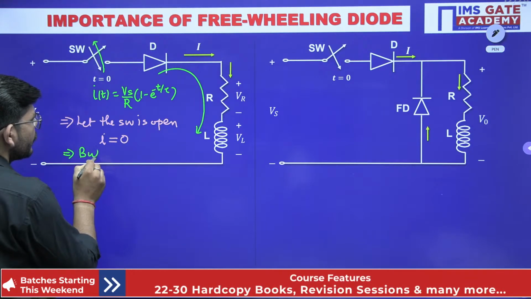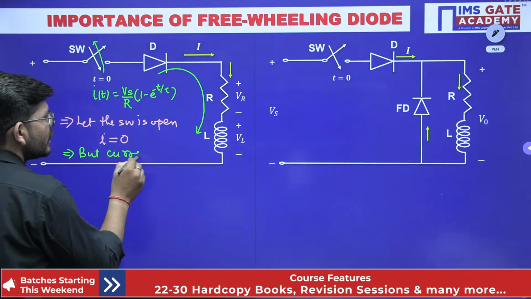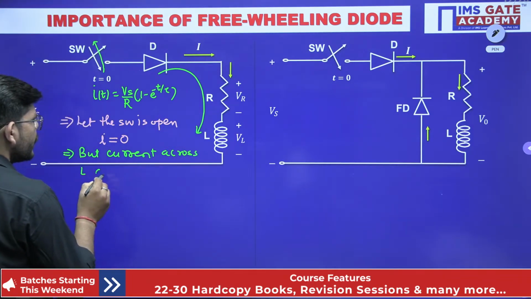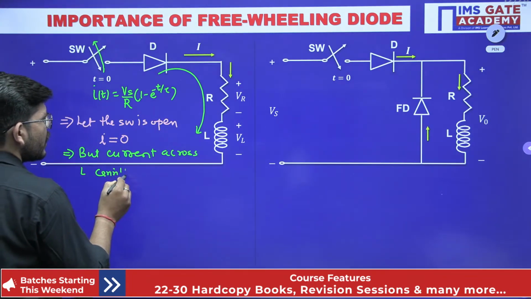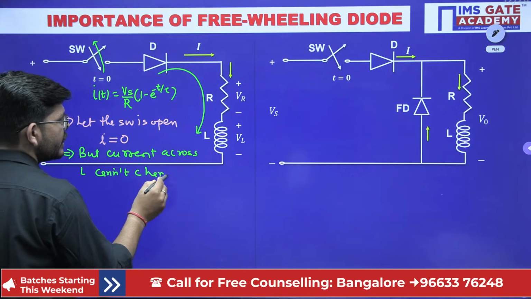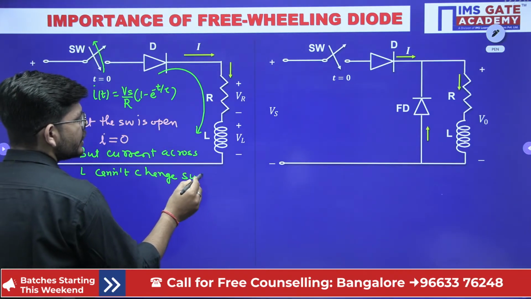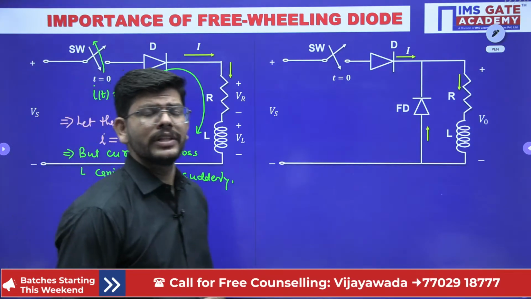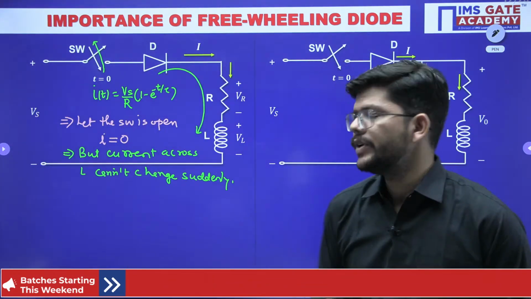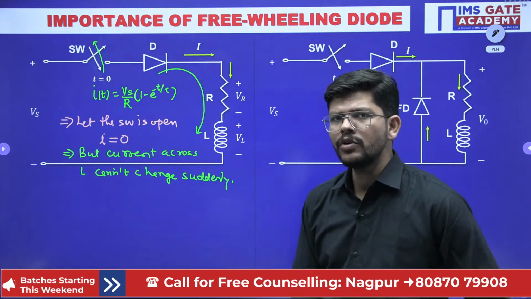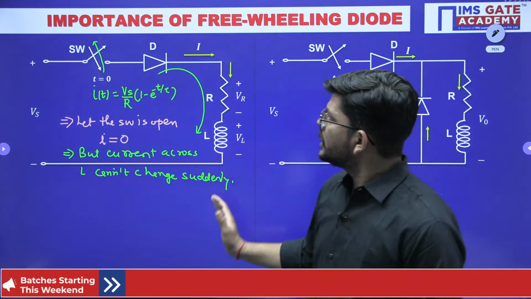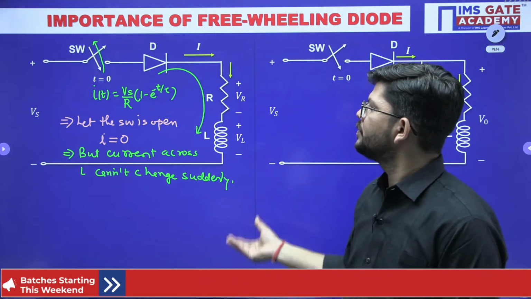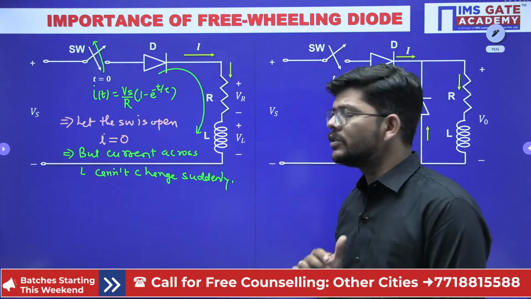But current across L can't change suddenly, isn't it? Can't change suddenly because this is unnatural. This is not practically possible. So we have to do some arrangement. Yes or no? If the switch gets opened accidentally, or if we are opening this, we can't open this practically. This is not the correct thing to do.